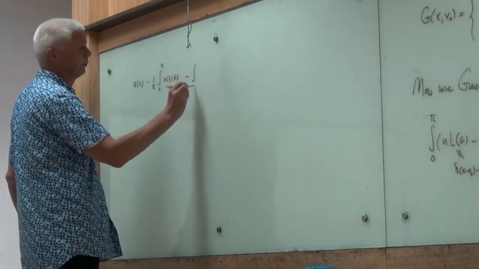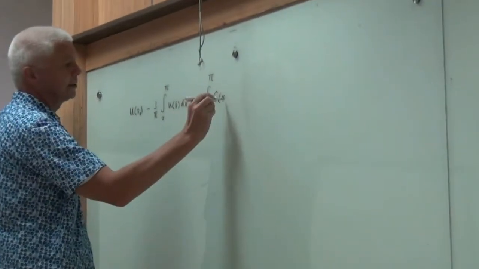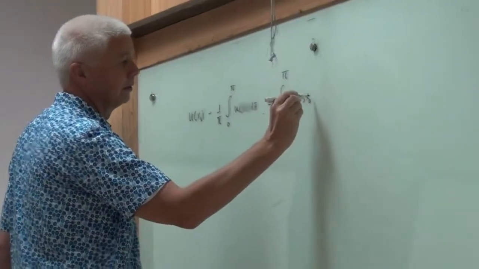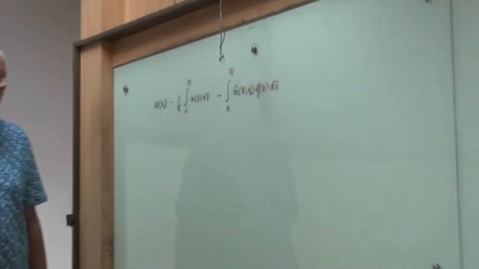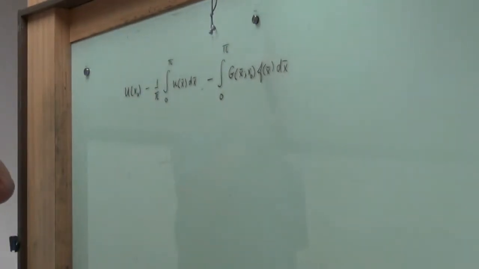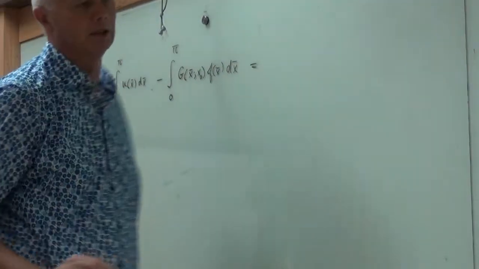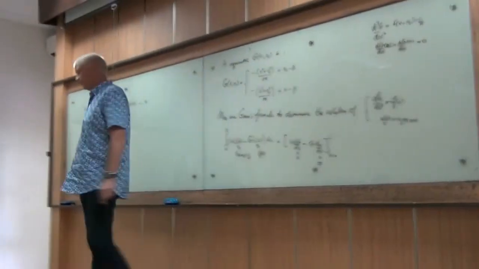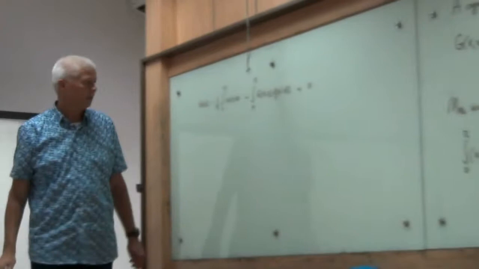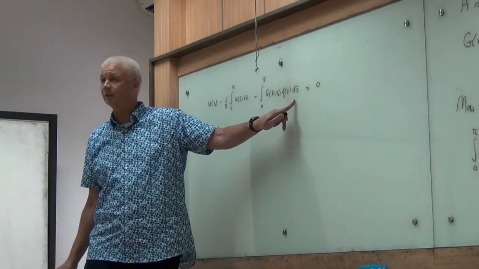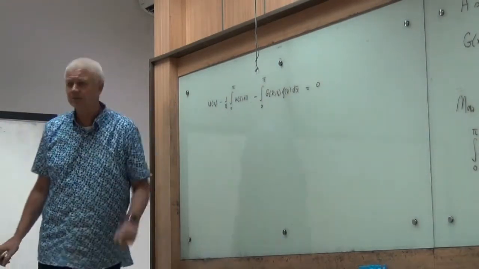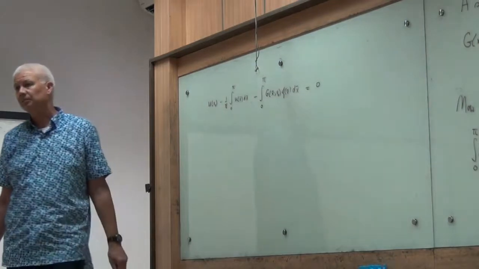Then the next thing, minus the integral from 0 to pi g(x, x0) f(x) dx. Is equal to, well, if I take this 0, then I have all zeros over there. So the solution at point x0 is this integral. That looks much like what I received earlier. But now I have this. What can I say about this?